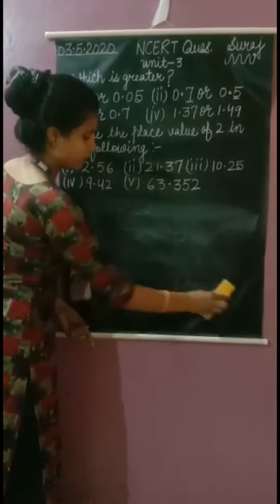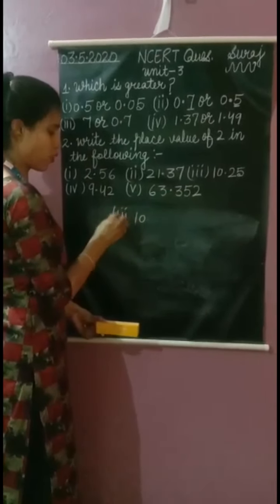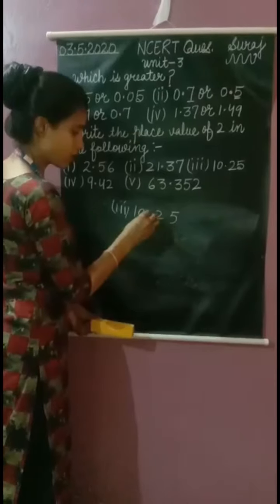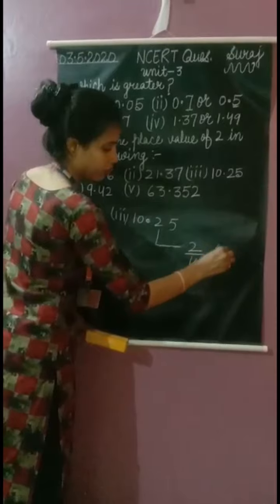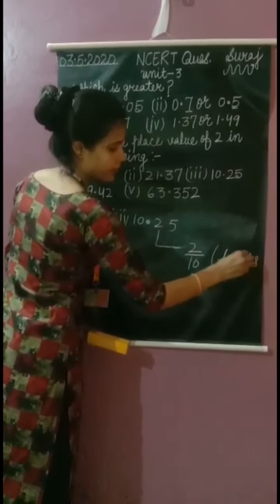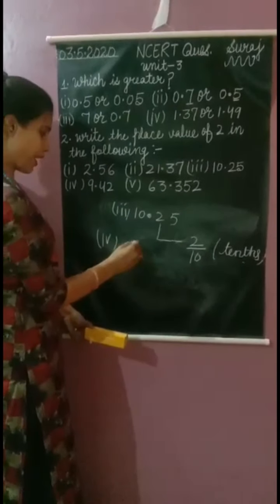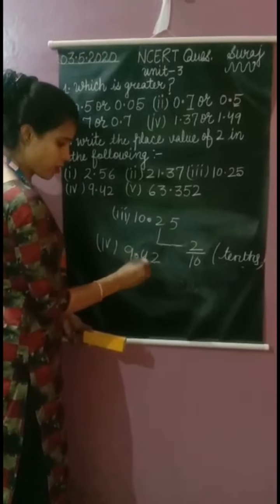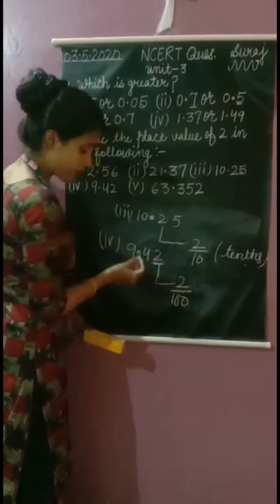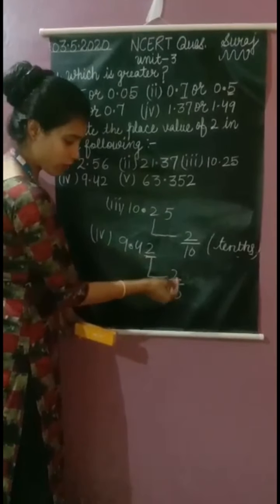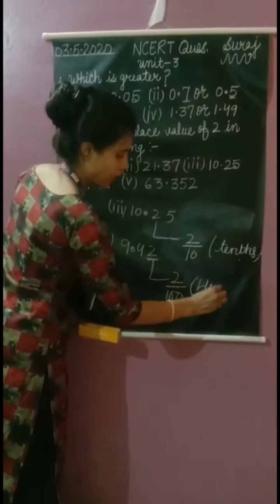Okay, now third, 10.25. Now this is on 10th place, 2 upon 10, and we can write 10th place. Okay, and in this number fourth, 9.42, this is on 100, so 2 upon 100. This is after the point, so we use 10, 100 in denominator. So this is 100.